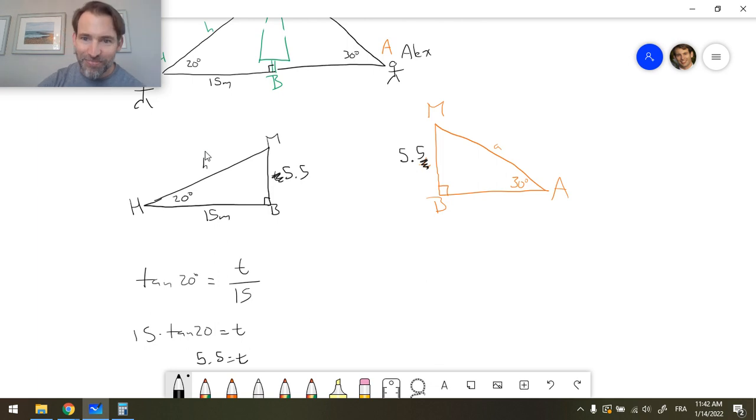Okay, so we could use a trig ratio to find this side, but we don't need it. We just need this side, so let's just use a trig ratio. Okay, so now we're going to find h, and we're going to find a.